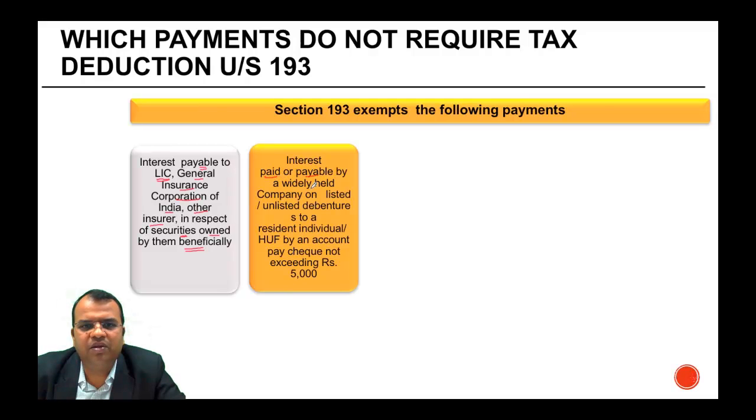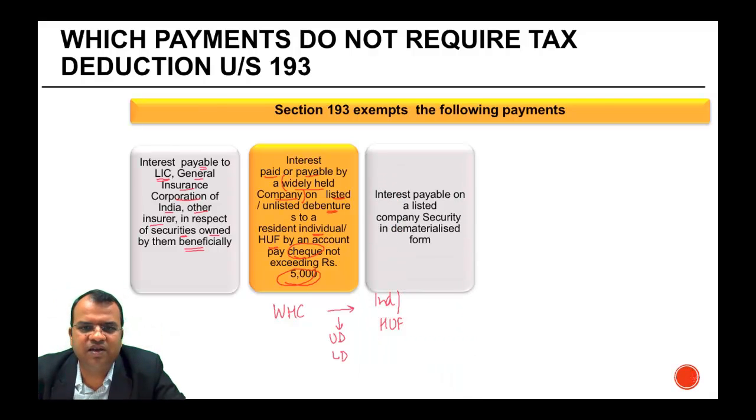Interest paid or payable by a widely held company. Now, you know what is a closely held company and a widely held company. You can go and look at that in section 2, right? On listed or unlisted debentures to a resident individual or an HUF. So if there is a widely held company, they pay certain interest in respect of an unlisted debenture or a listed debenture to an individual or an HUF, and they pay the amount by check and the total payment does not exceed 5,000, then there is no withholding tax.